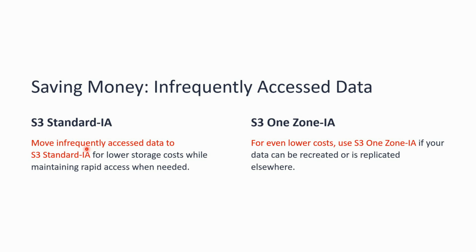We have to move infrequently accessed data to S3 Standard IA storage for lower storage cost while maintaining rapid access when needed. For even lower cost, we have to use S3 One Zone IA storage if your data can be recreated or is replicated elsewhere.